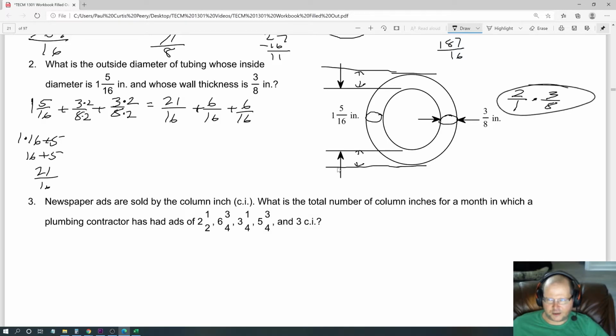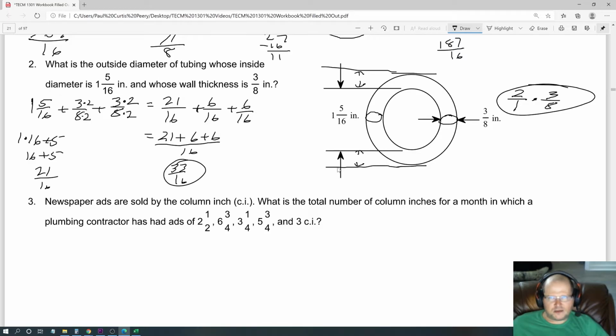If that occurred to you, that would have been another way of doing it. So now we're just going to add all the numerators because the denominators are the same. They are all like fractions in that they have the same denominator. You don't need to know this terminology, but you just add the numerators together. All right, so 21 plus 6 is 27. 27 plus 6 is 33. And we end up with 33/16.